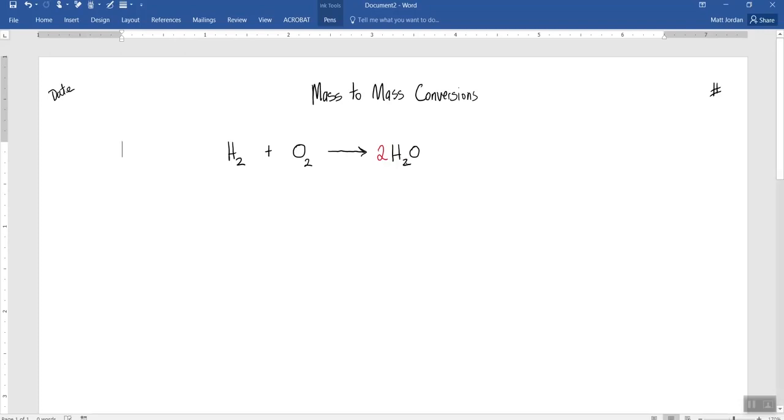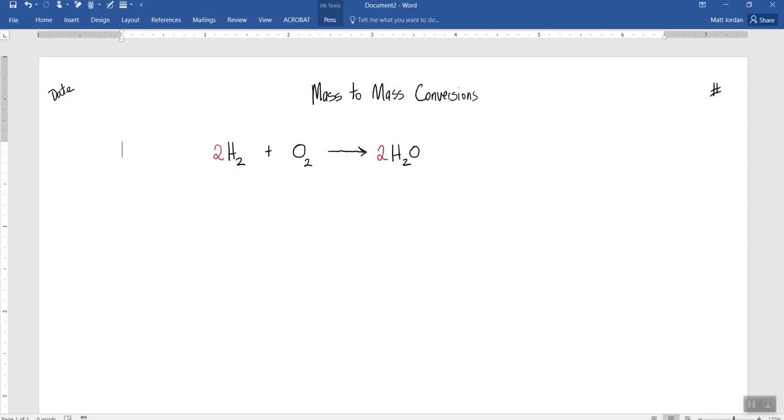However, this 2 also affects the hydrogen coming out. So by putting a 2 here, we now have 4 hydrogen coming out, and we need 4 hydrogen going in. So in order to get 4 hydrogen going in, we put a 2 right here, and that will give us 4 hydrogen total going in.